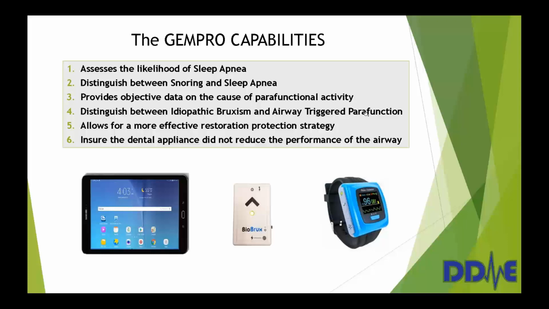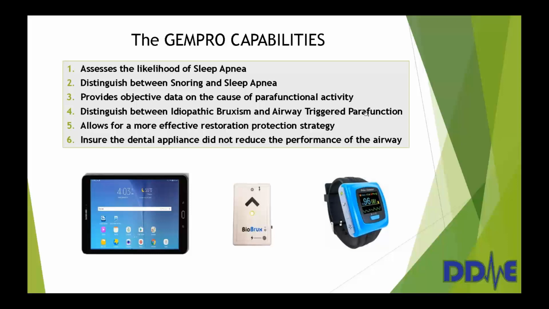The GEMPro capabilities. First, it assesses the likelihood that your patient may or may not have sleep apnea. The key word there is likelihood. Second, we distinguish between your patients that snore and your patients that snore and have sleep apnea, which is critical to know if you're going to treat somebody for snoring. Number three, provide objective data on the cause or triggers of parafunctional activity or bruxism. Number four, the GEMPro, this is a very, very cool feature. It can distinguish between idiopathic bruxism and airway-triggered parafunction, two completely different disorders with completely different treatment modalities.